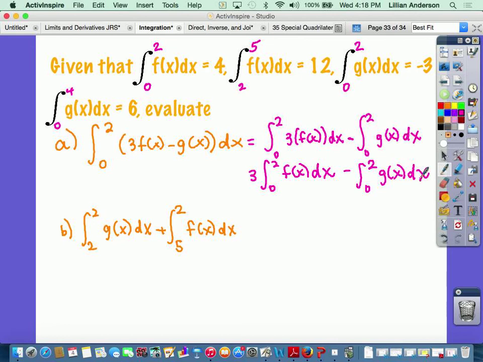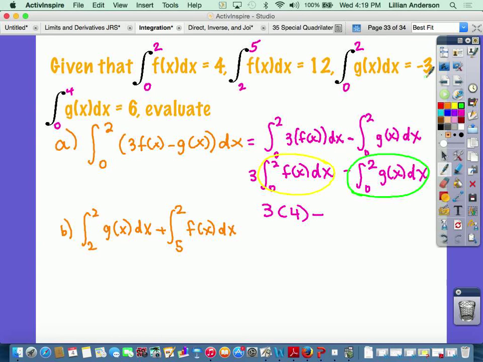All right? And what you notice is that the integral from 0 to 2 of f of x dx equals 4. That was right up here in our directions. So I can replace this entire part right here with a positive 4. So this becomes 3 times 4 minus the integral from 0 to 2 of g of x dx.